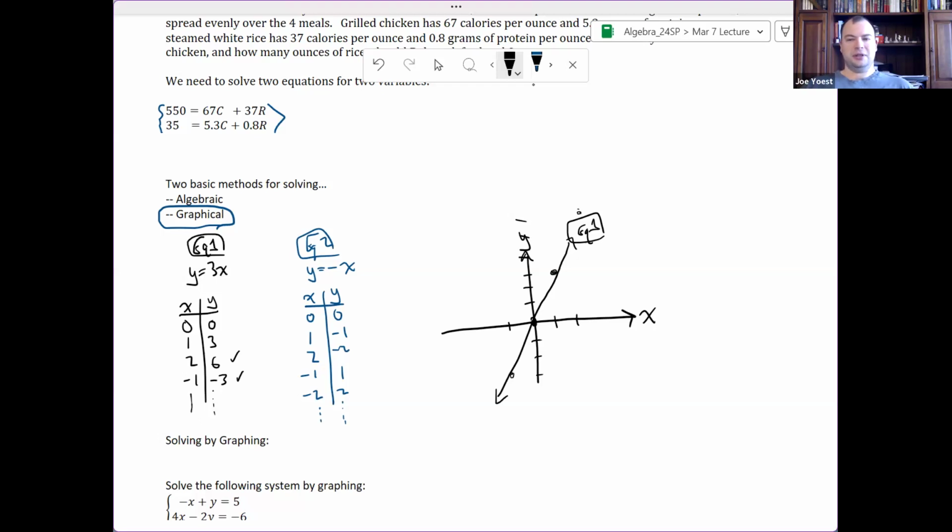And we mentioned that with this collection of ordered pairs x, y, we can say that any solution of y equals 3x will be represented by an ordered pair on this line, and any ordered pair on this line will be a solution of y equals 3x.